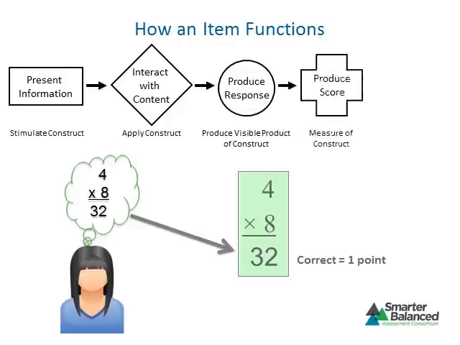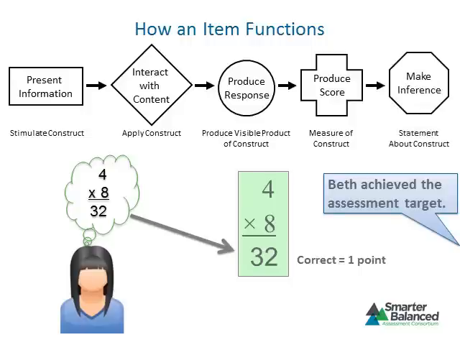The fourth step focuses on scoring the student's response. Here, a rubric, scoring guide, or answer key is used to help interpret the student's response and to assign that interpretation a score. Based on one or more item and task scores, the final step involves making a claim about the extent to which the student has achieved the assessment target. Typically, the higher the student's score, the stronger the claim will be about the student's mastery of the assessment target's content.